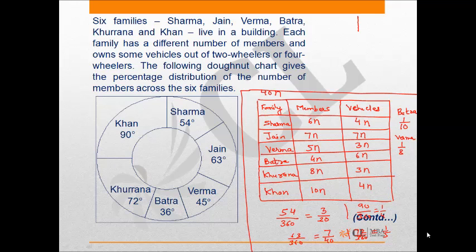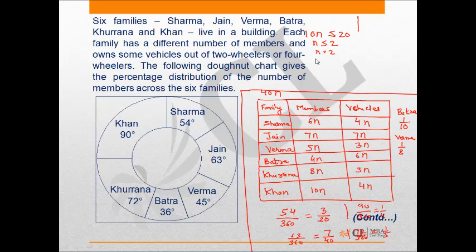Now let's try to figure out the value of n with the given data. What is given is that no family has more than 20 members. So if I observe the data for the Khan family, the total members are 10n. This cannot cross 20, so it must be less than or equal to 20. When I do this, n comes out to be less than or equal to 2. So my possible values for n are either 1 or 2.